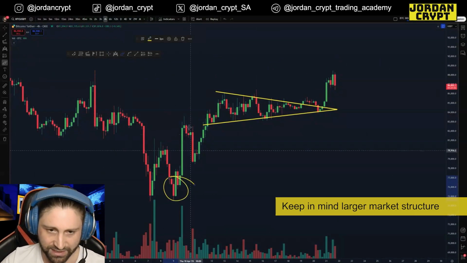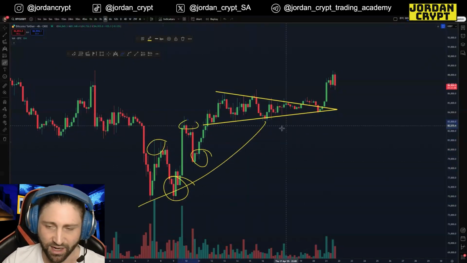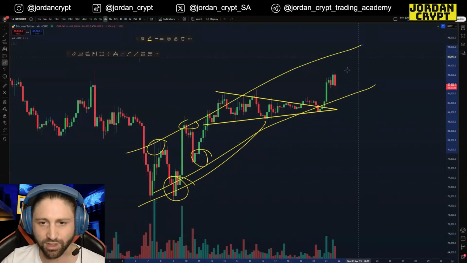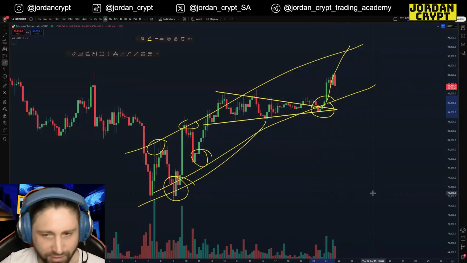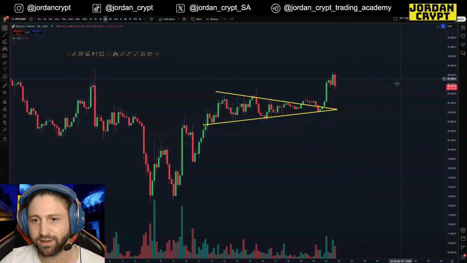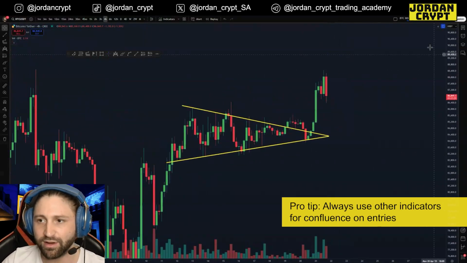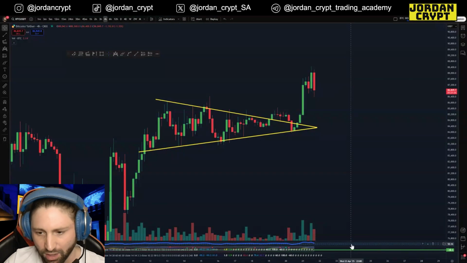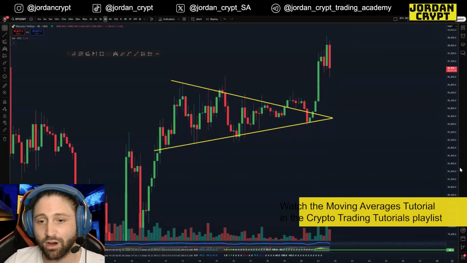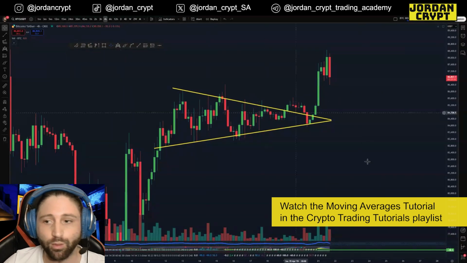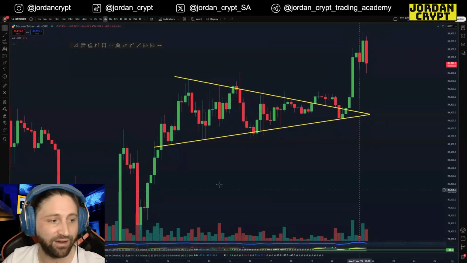Here we can actually see that the charts are giving us higher lows and higher highs, which is an upward sloping market structure, which also gives our bias for a breakout to the upside. Another important tip here is to always combine these patterns with other indicators like your RSI, your volume, your MACD. A very nice one for these are your moving averages. Watch my moving average tutorial if you need to learn to understand the moving average crosses.